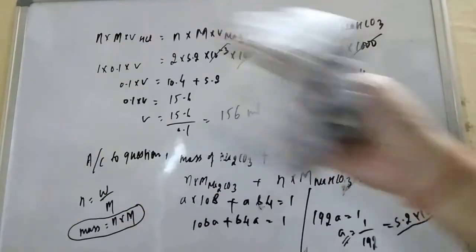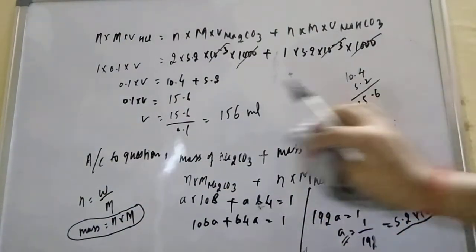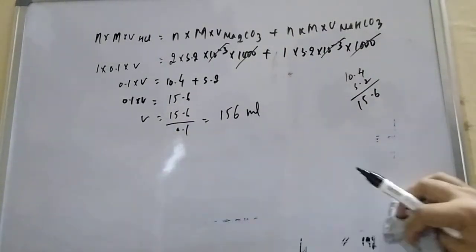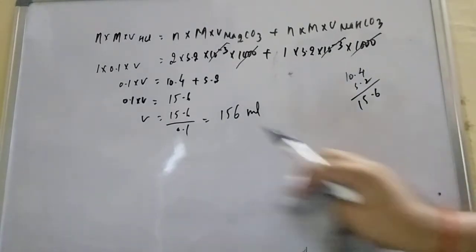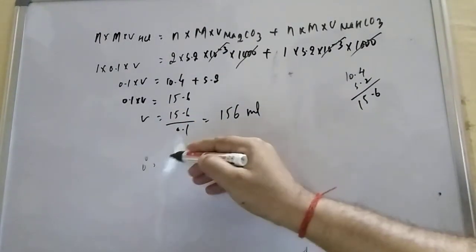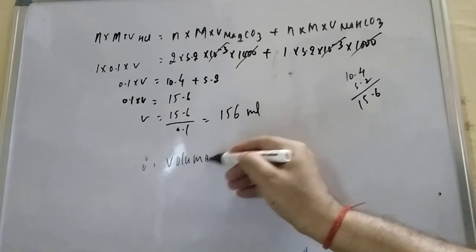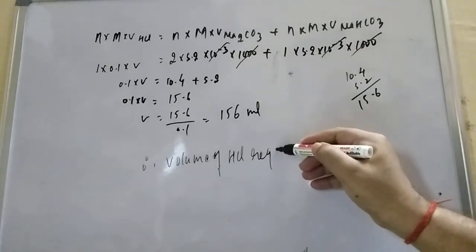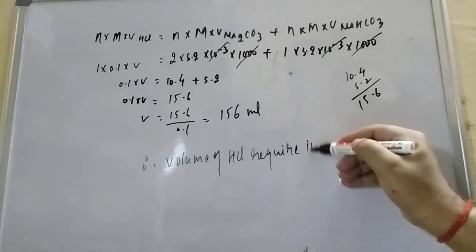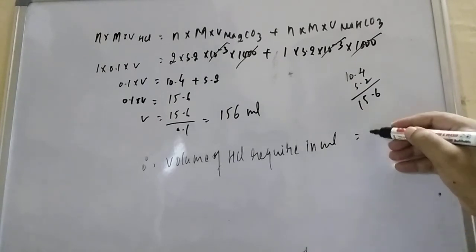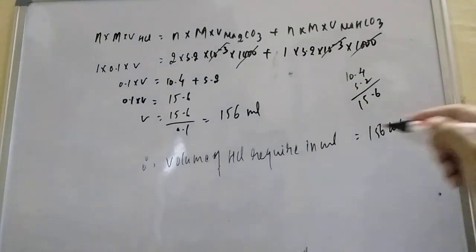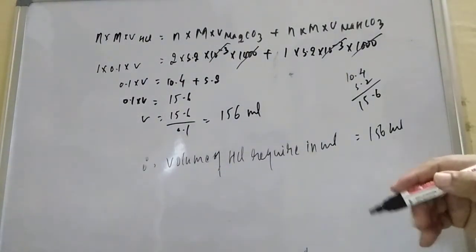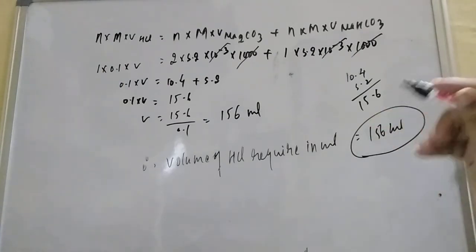So the volume of HCl is required. Here we can write our final answer. Therefore the volume of HCl required in ml is 156 milliliter. I have taken approximately. When you go through the options, you will be able to get the option. You check which option number it is.